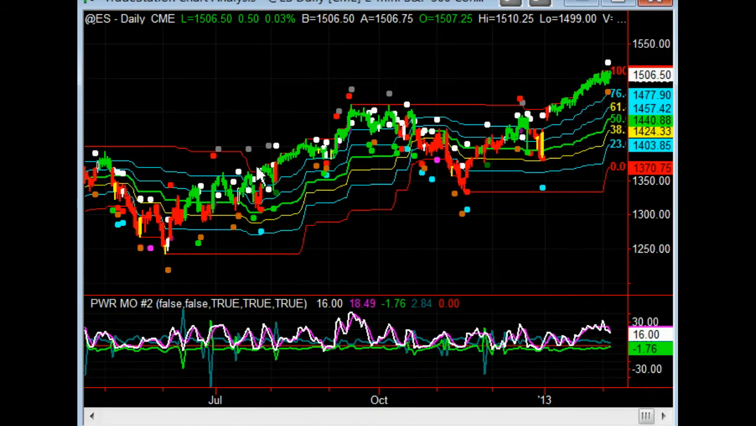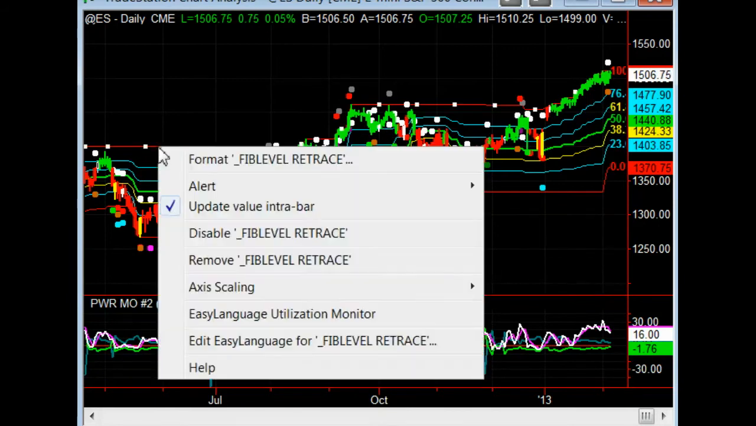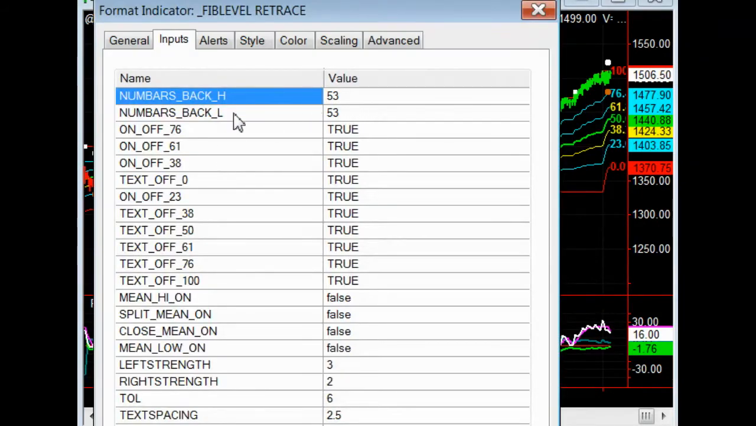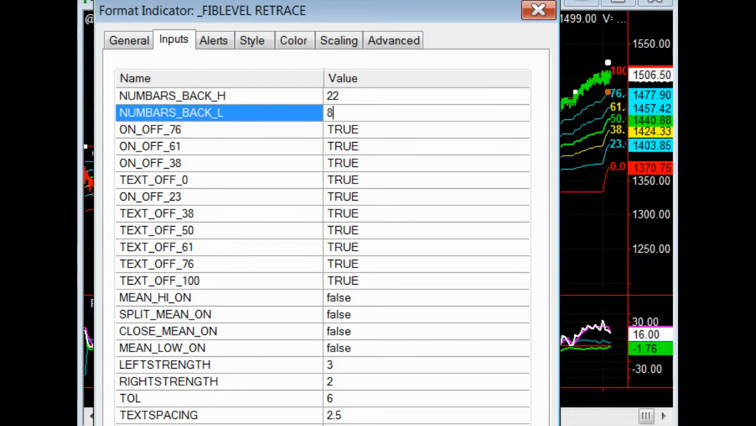Okay, so here you have just the standard. Now, I made it flexible enough that from the inputs you can change how far back your high goes. So in this case, let's just say the last 22 days, 1 month. But let's say we only want to do 8 days for the low.